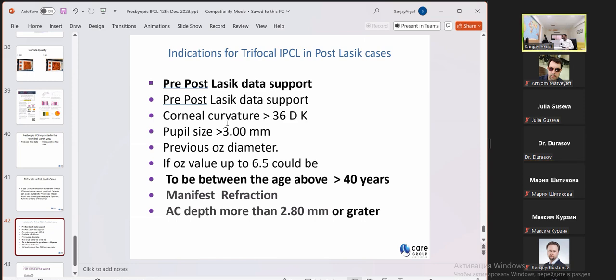So corneal curvature must be more than 36 diopters.